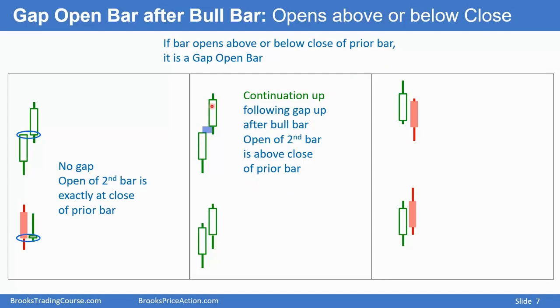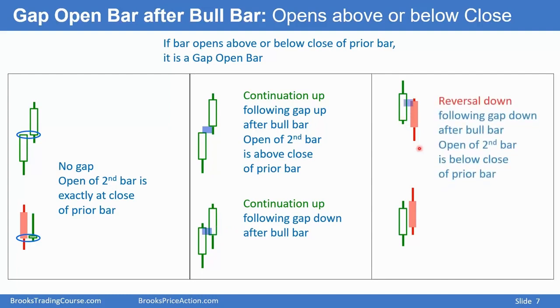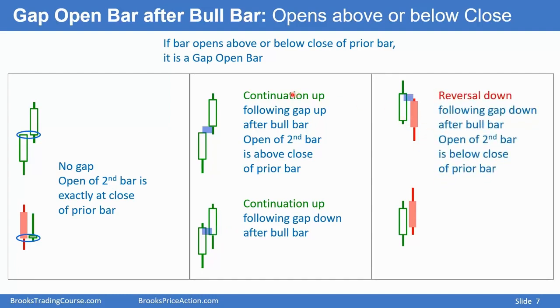We have a bull bar and another bull bar. The bull trend is continuing. Open of the second bar above the close of the first bar. And here we got continuation up, but we had a gap down. Instead of continuation up, bull bar, bull bar, bull bar, bull bar, we have bull bar, bear bar, bull bar, bear bar. Here we have a gap down. The open of this bar gapped below the close. Here we have a gap up and a reversal down. This bar opened above that close and it reversed down.